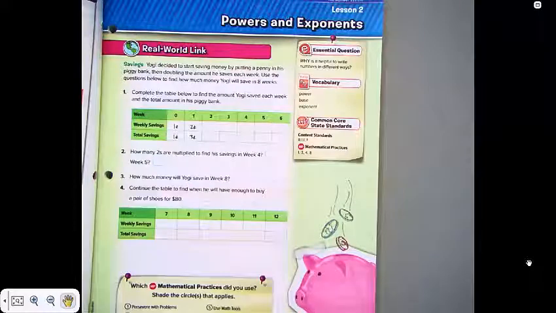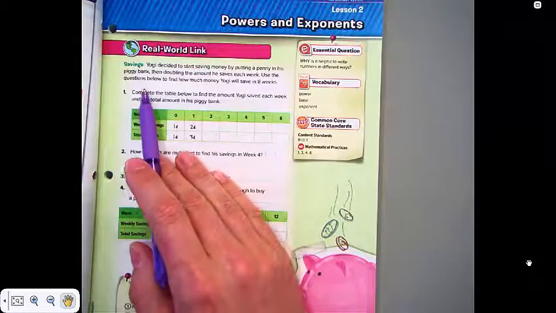And once again, at any point with this video, if you don't understand something, feel free to just hit pause and go back a little bit and re-watch an example or a section or whatever you need to do. Now that you're on page 15, let's go ahead and get started with the real world link. This one has to do with savings.